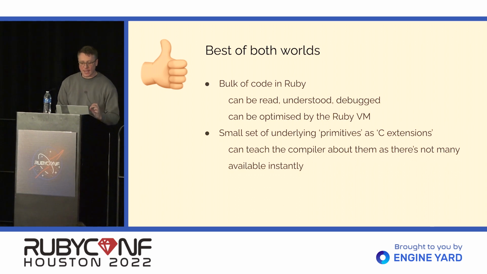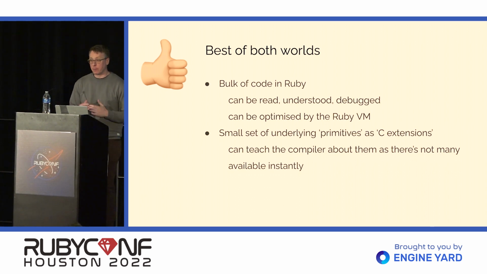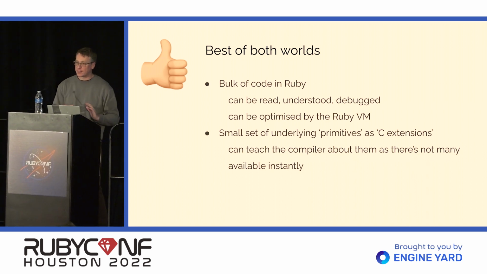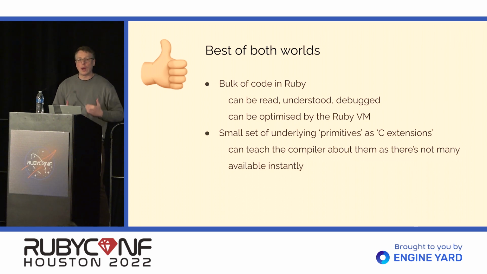We'd have a small set of underlying primitives implemented in the same way as C extensions. And then we can teach the compiler specifically about them because there's a smaller set. So we can make the VM completely aware of this small set of primitives so it can work with them and understand exactly what they do.